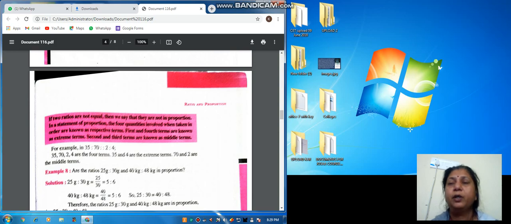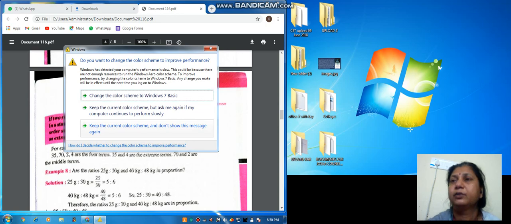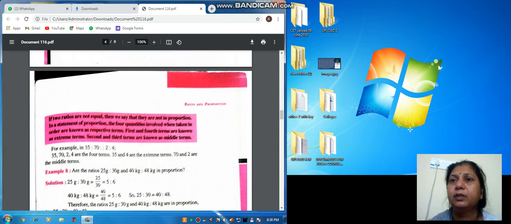So the important point is here: if two ratios are not equal, then we say that they are not in proportion. अगर दो रेशो इक्वल नहीं है तो हम क्या कहेंगे, वो proportion में नहीं है. In a statement of proportion, the four quantities involved when taken in order are known as respective terms. जो चार टर्म्स हम लेते हैं जब वो प्रोपोर्शन में होते हैं तो इसको क्या कहते हैं, हम रिस्पेक्टिव टर्म्स कहते हैं अगर वो प्रोपोर्शन में है.